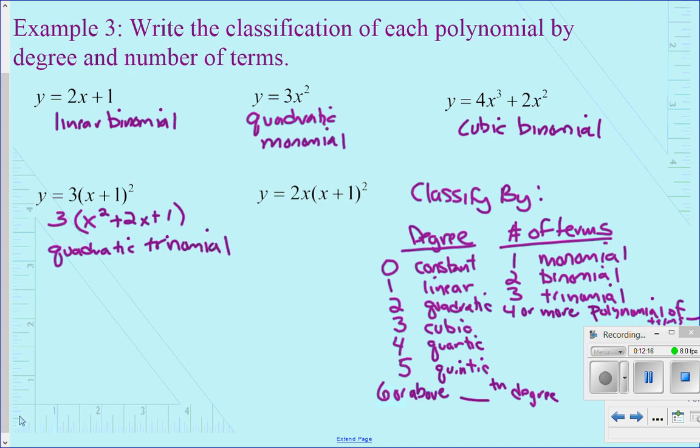Next, same thing, I kind of have to at least think about what we would get if I multiplied it out. So I'll go ahead and square the binomial, which I've already done on the last one. It's the same. And then I'll think about distributing a 2x. Well, distributing a 2x doesn't affect the number of terms, but it is going to affect the degree. So 2x times x squared is 2x cubed, which means degree 3, which means cubic. And there are 3 terms, so that's a trinomial.